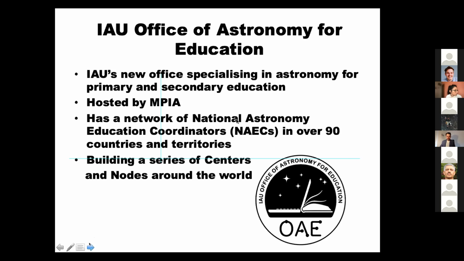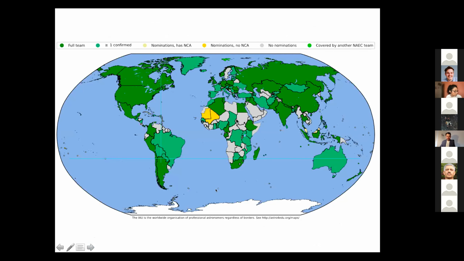Just quickly show you our map of National Astronomy Education Coordinators. If you see something here that is grey, we are interested in hearing from anyone in any of these countries or territories who would be interested in being a National Astronomy Education Coordinator. We're particularly interested in the Caribbean, Africa, and Oceania, where we have particularly large gaps in our network. So please get in touch with me if you know anyone who you think might be interested in being a National Astronomy Education Coordinator for any of these countries.